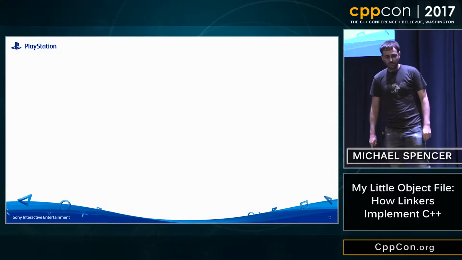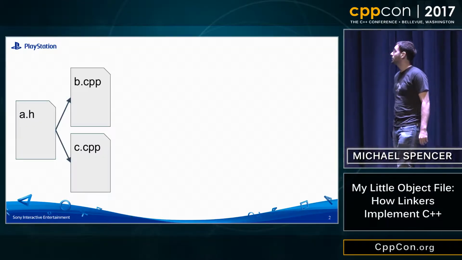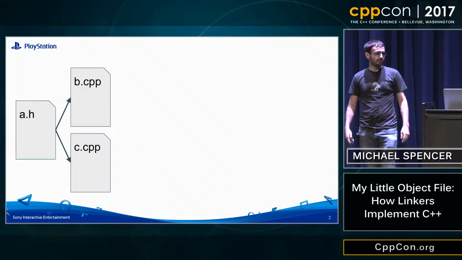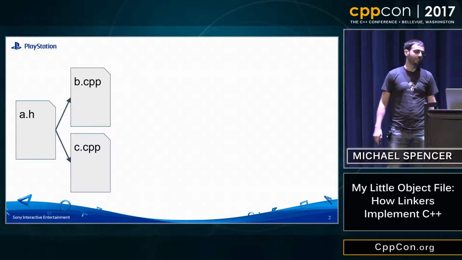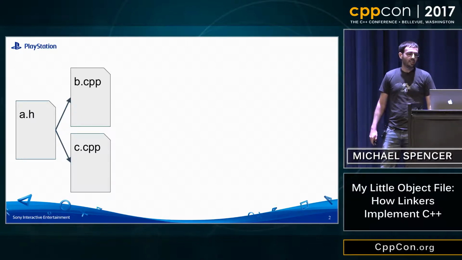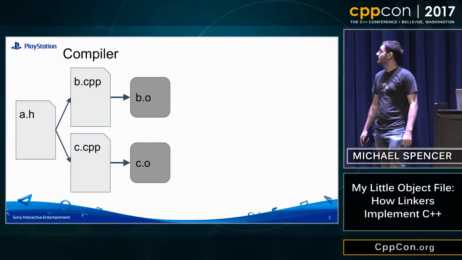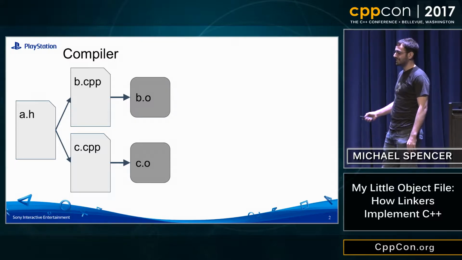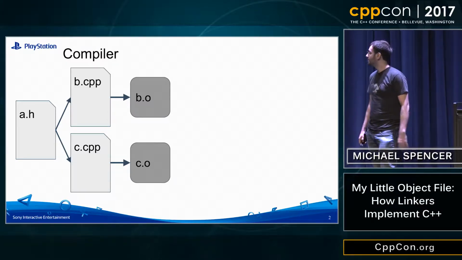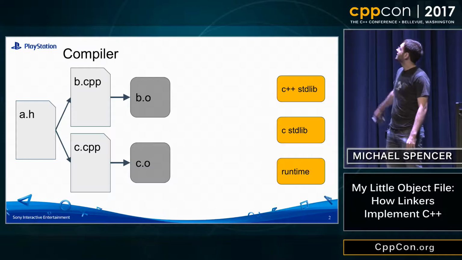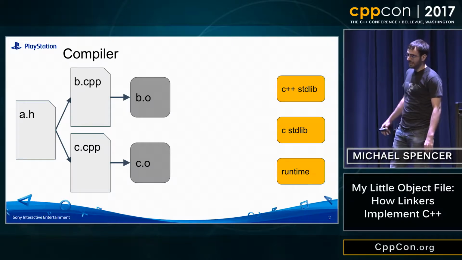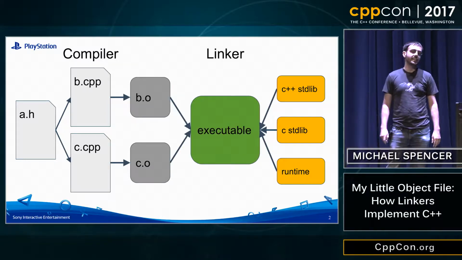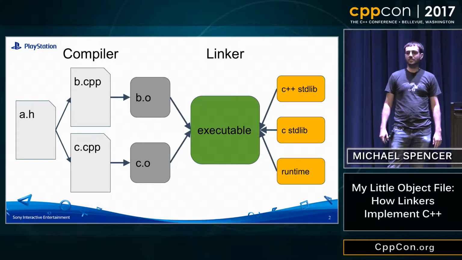So you've got your build pipeline, and you're going to start with some source files. Each one of these is a translation unit. You've got b.cpp and c.cpp, and your shared header. The compiler looks at each of these in isolation and generates an object file. Here we've got b.o and c.o. So this is just part of your program. You've also got a bunch of libraries: your C++ standard library, C standard library, any runtime libraries, and any other libraries you're going to link against. And it's the linker that takes these and converts it into an executable.